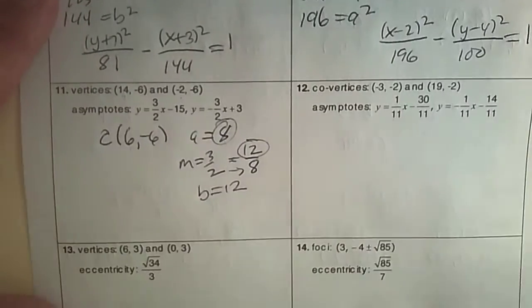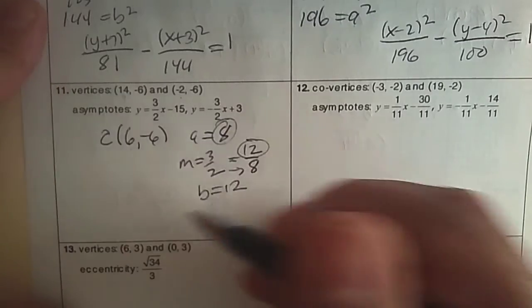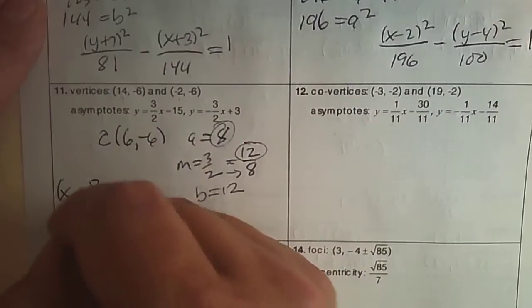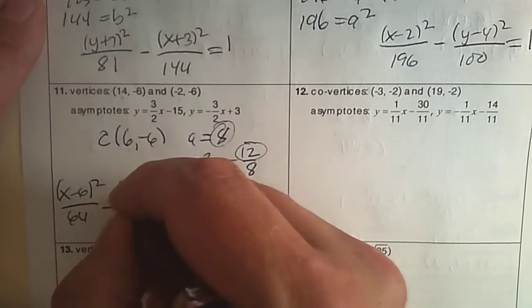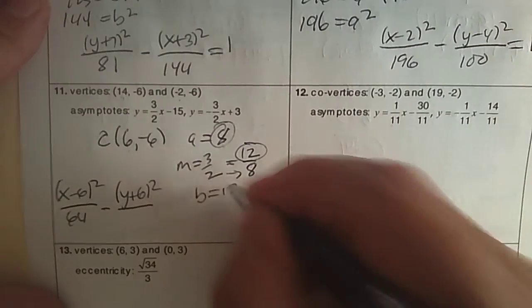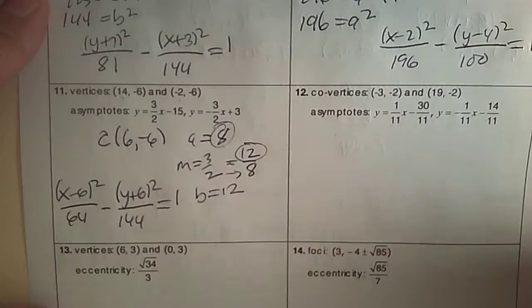Now we have what we need. Know that it's a horizontal one. So we start with x. X subtract 6 squared, and a squared is 64. Subtract y plus 6 squared. The b squared is 144, and that's equal to 1.